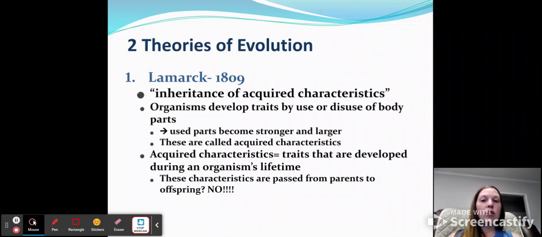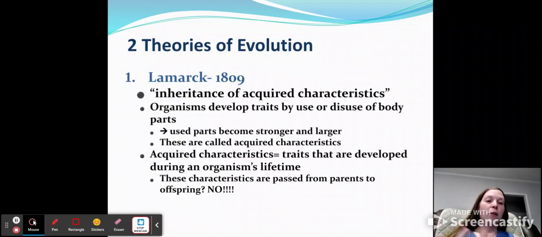Used parts will become stronger and larger. These are called your acquired characteristics. Acquired characteristics are traits that are developed during an offspring's lifetime. And are these characteristics passed from parent to offspring?